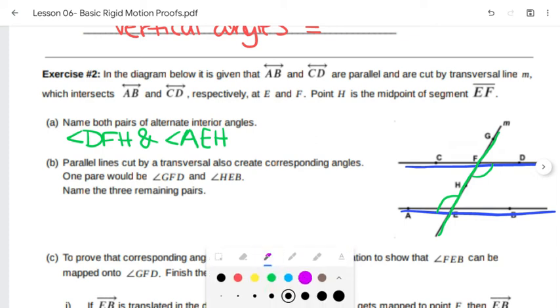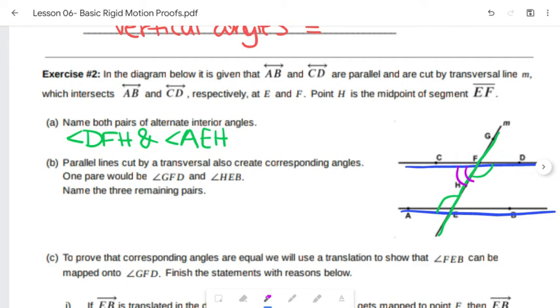The other pair of alternate interior angles are going to be angle CFH and angle BEH.